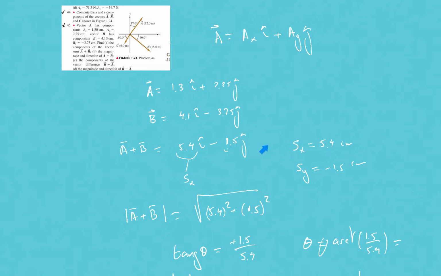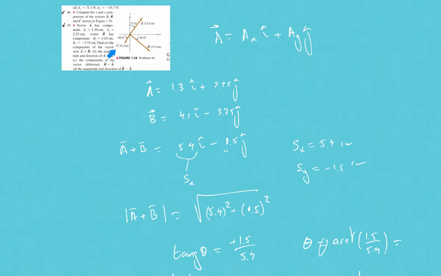So this is the vector A plus B. This is the sum. And the sum has an x component that is 5.4 and a y component that is minus 1.5. And the sum has a magnitude, which is this square plus this square, square rooted. With this, we have solved part A. Part B asks for the magnitude and direction of A plus B.